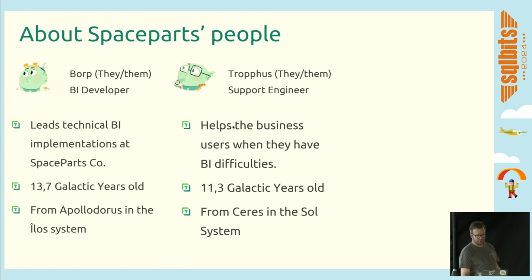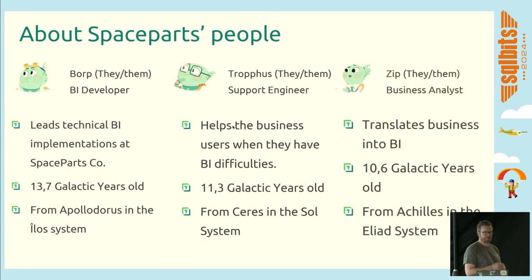A quick introduction. The hero of the story is Borb, of course. He's the BI developer. Zip on the right-hand side is the one that mostly gives him new assignments. And when it gets really rough, he will reach out to Trophus. He's a support engineer, and he will help with the really heavy stuff, like debugging. If you want to know how old they are, you take their galactic years and multiply by pi, and then you have the equivalent in human years. And, well, they're from different planets in different systems.